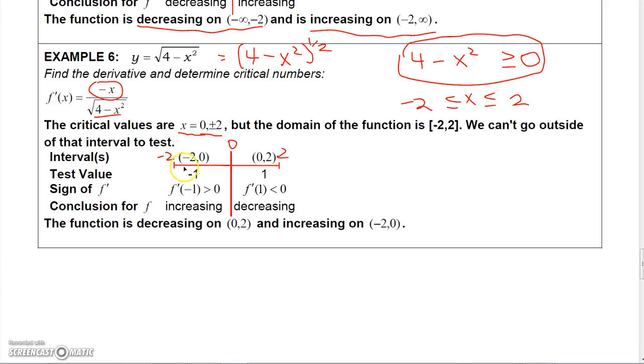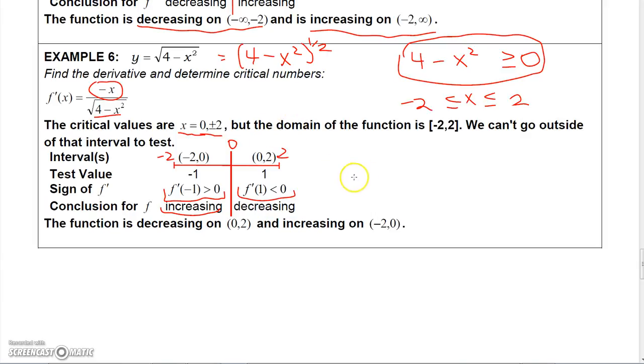So I'm going to test between -2 and 0. So I test -1. If you plug -1 in, the numerator, the top's going to be positive and the bottom's going to be positive. So the derivative's going to be positive in that interval. So from -2 to 0, the function is increasing. And then if you pick a number between 0 and 2, like 1, well, the top's going to be negative and the bottom's going to be positive. So you're going to have negative over positive, which is negative. So the function must be decreasing in that interval.